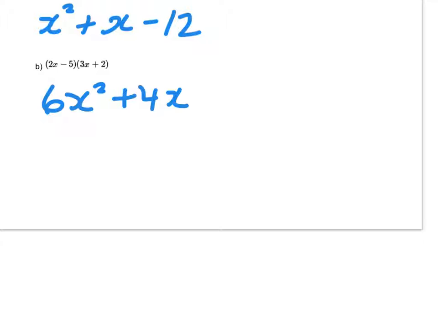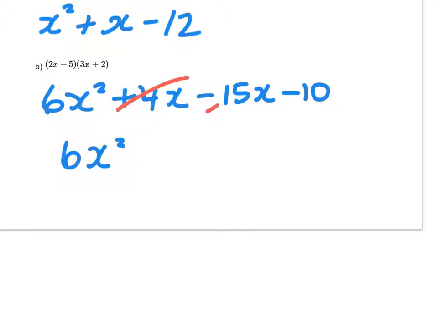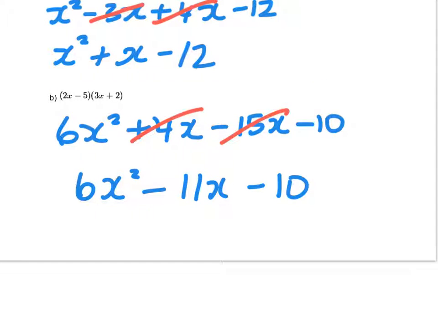Now we use the minus 5 on each of them. So minus 5 times 3x is minus 15x, and minus 5 times 2 is minus 10. And now look, we've got 6x squared, and the plus 4x and the minus 15x give us minus 11x, minus 10. Okay? So we're done with those ones. Let's move on to the next one.